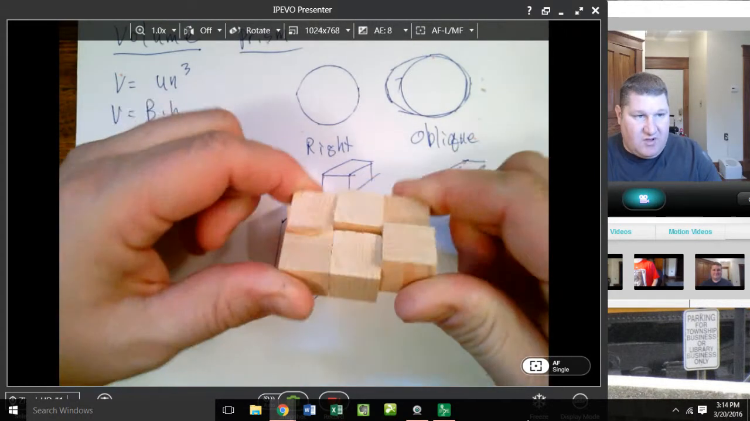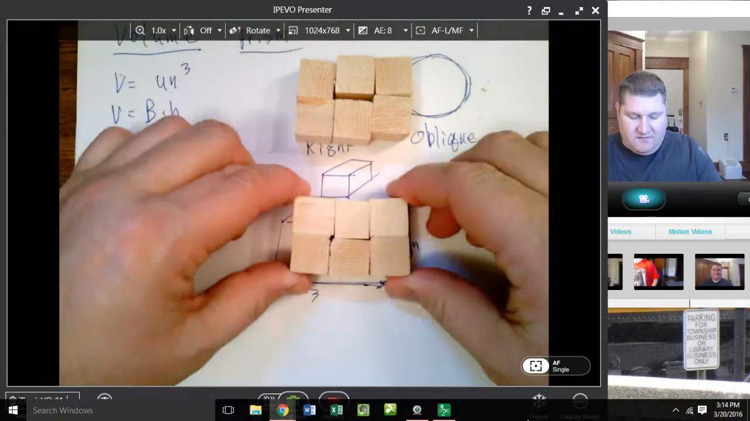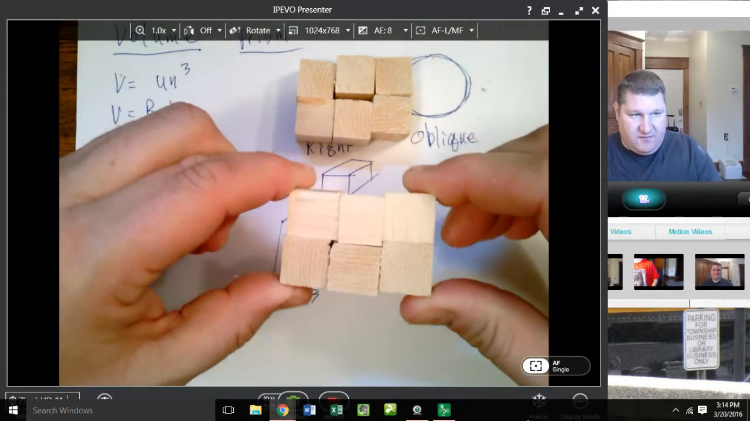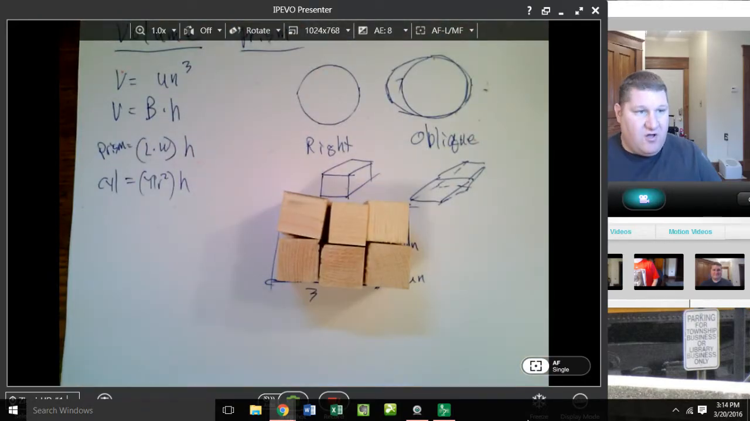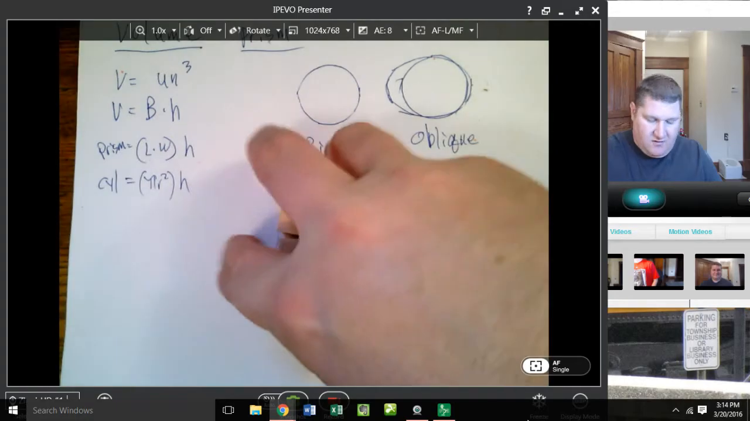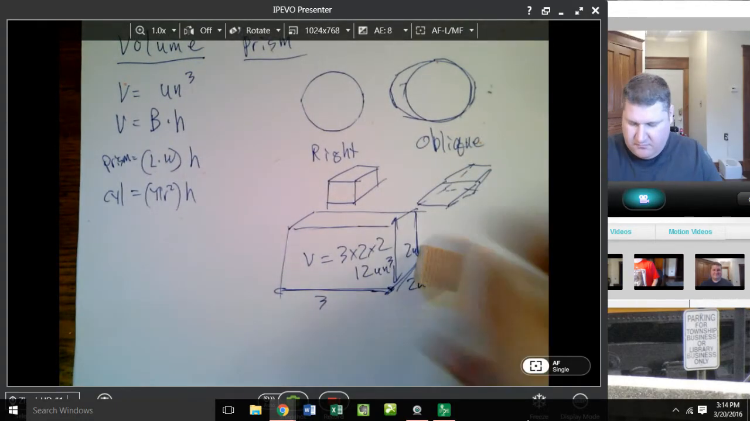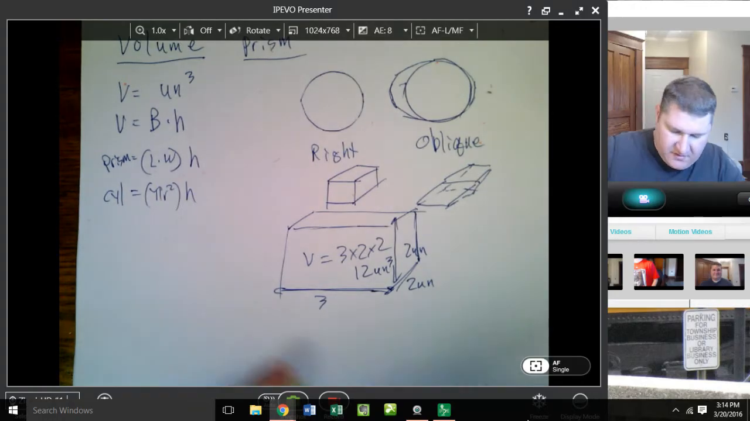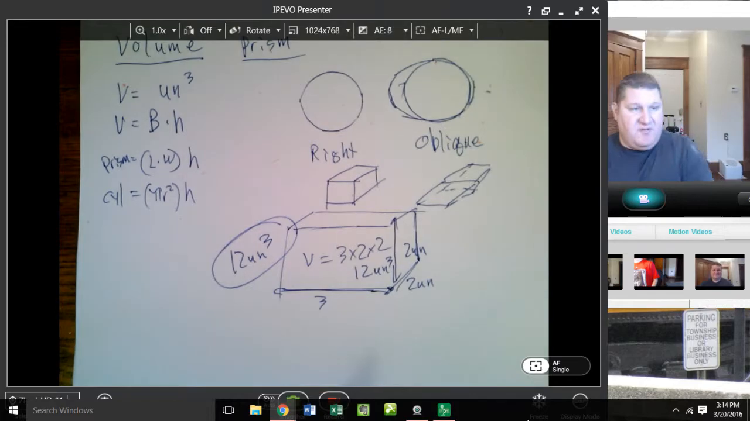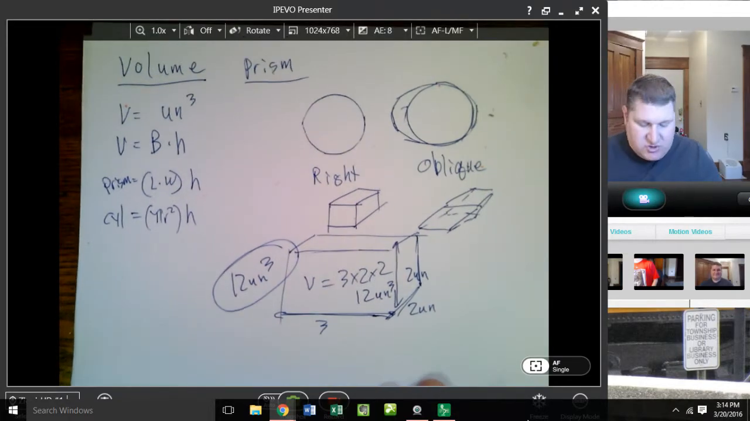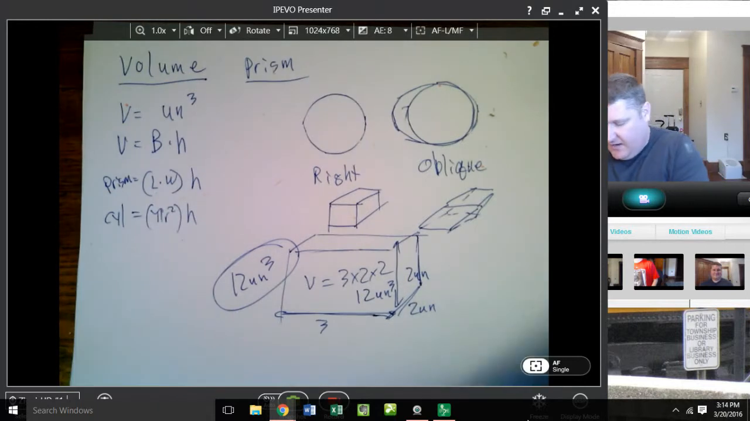I see 6 blocks right here. 1, 2, 3, 4, 5, 6. Let's put them over here. I see 6 blocks right here. 1, 2, 3, 4, 5, 6. Together, they make that whole block, and so I have 12 cubic units. And that would be my answer for that volume. So for a basic prism, it's just length times width times height.